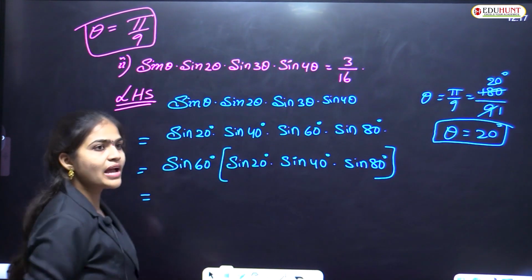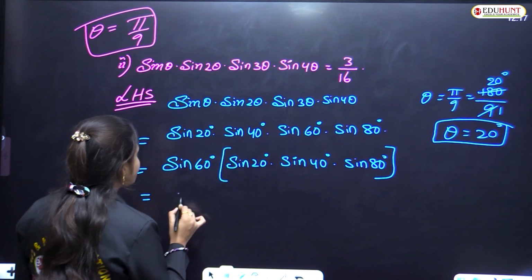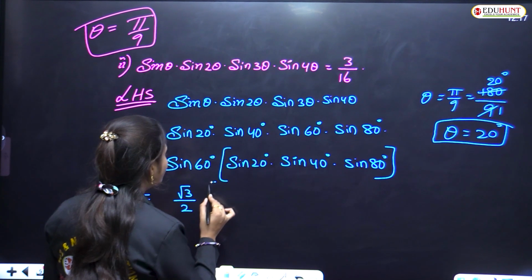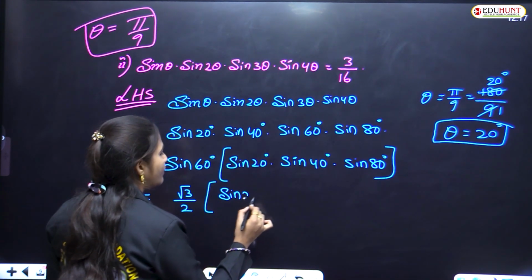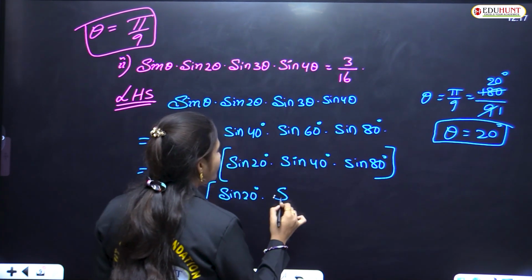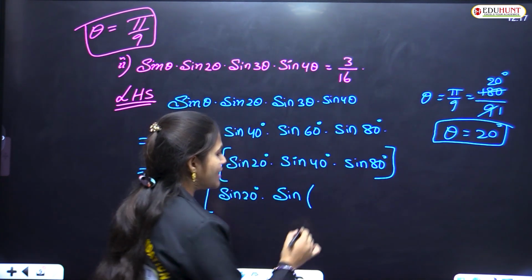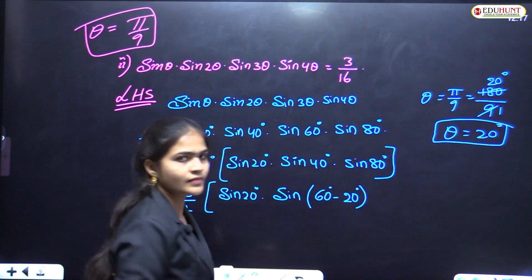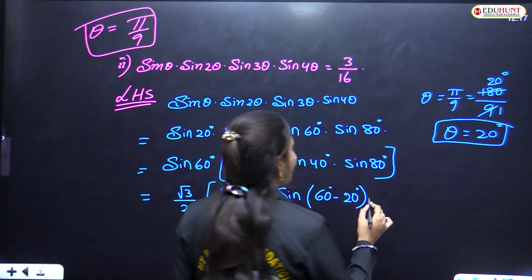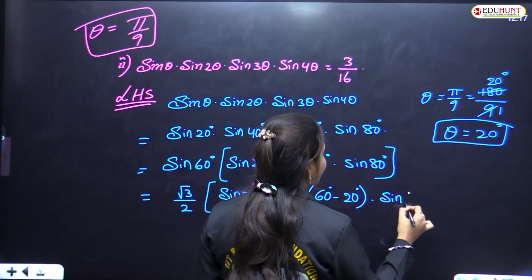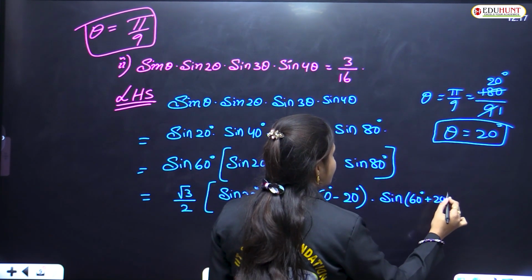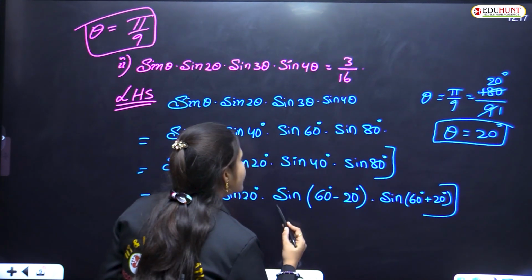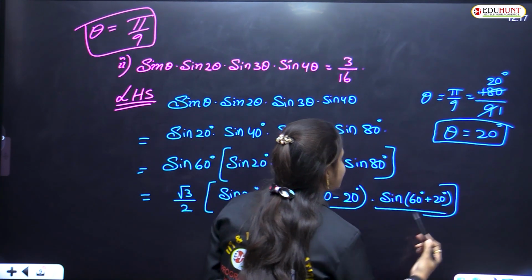So what is the value of sin 60 degrees? Sin 60 is equal to root 3 by 2, into sin 20 degrees, whose value we don't know, so write it as it is, into sin 40 degrees, which we can write as sin of 60 minus 20, and this one we can write as sin of 60 degrees plus 20 degrees. So children, just observe here: sin 60 minus 20 into sin 60 plus 20.